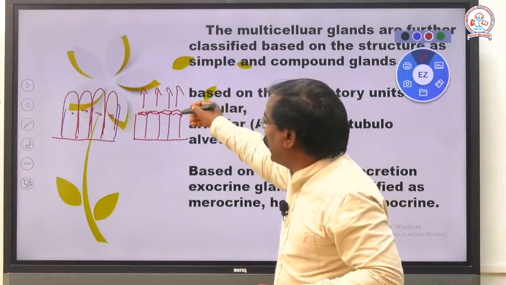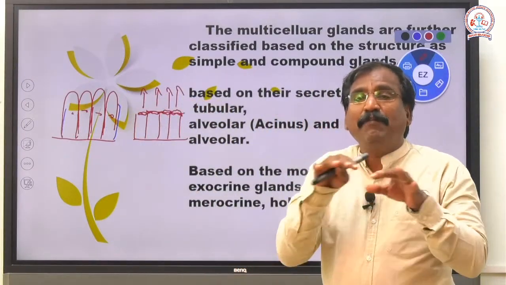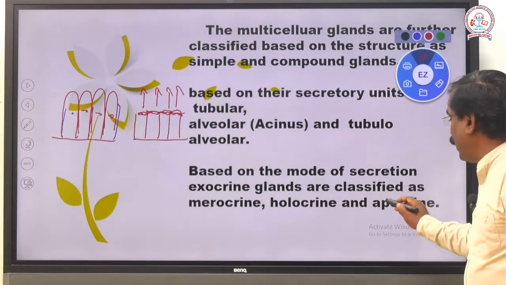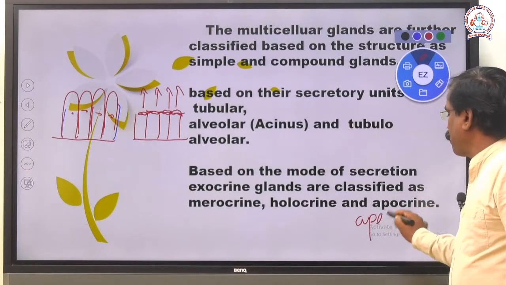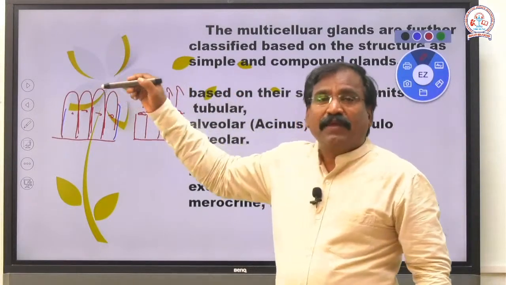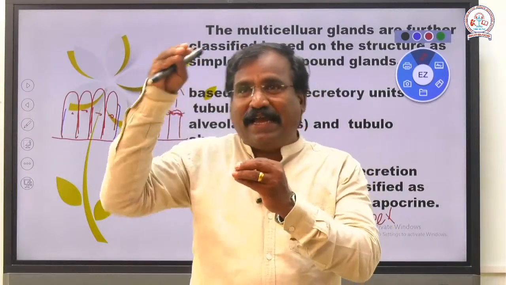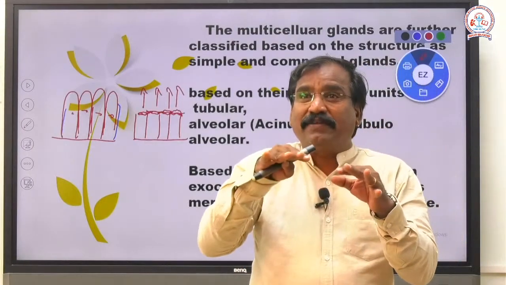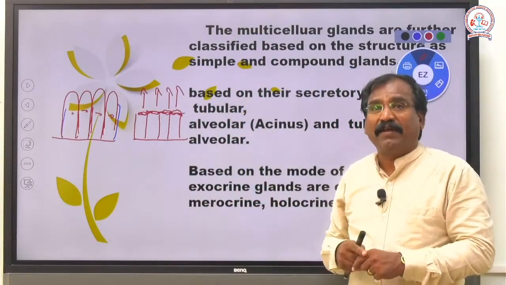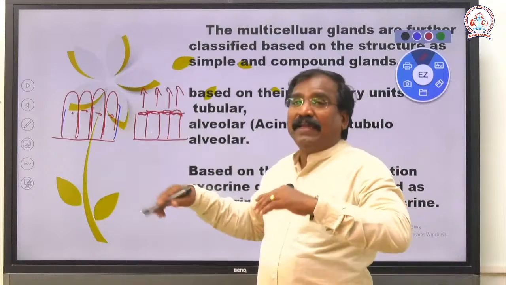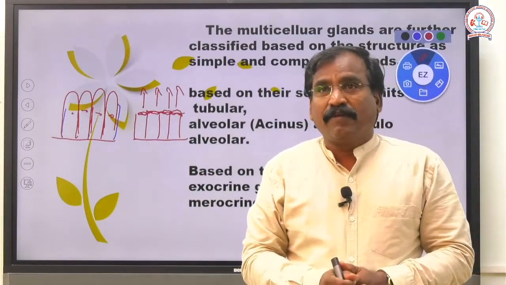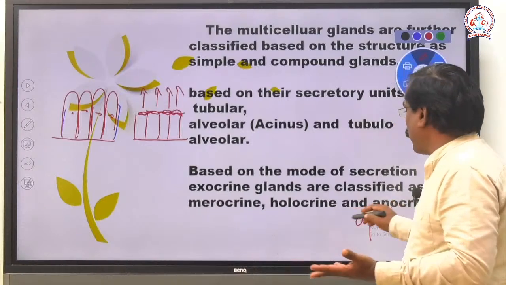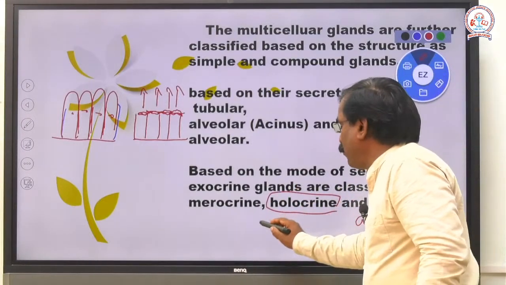Half of the cell is damaged. Why apocrine? A for apex. Look, the tip of the glandular cell disintegrates, is damaged, ruptured. Half the cell breaks, and it produces secretion. That is the apocrine gland. All glands produce secretion, but here, note the nature: the cell is damaged and disintegrates. That is apocrine.